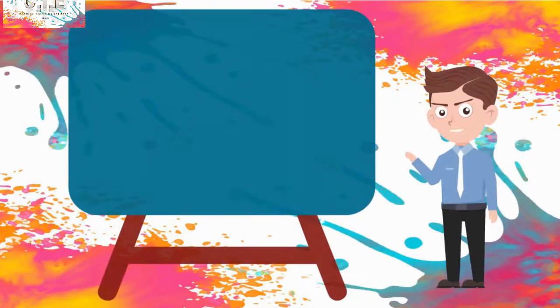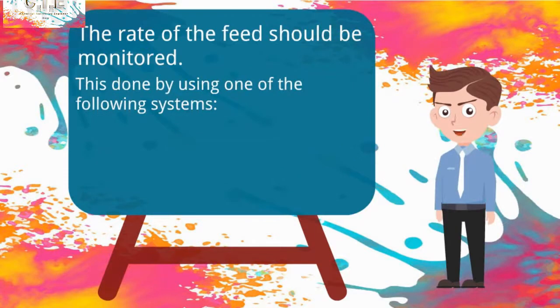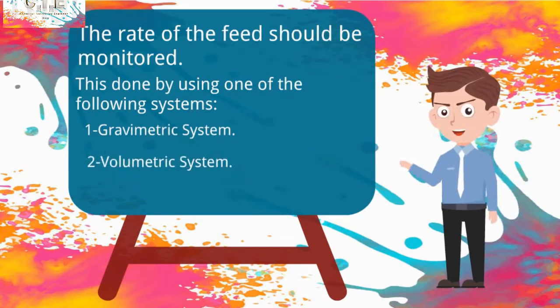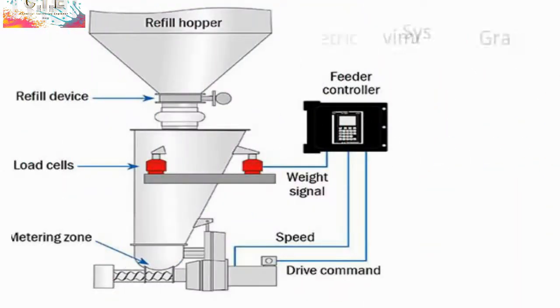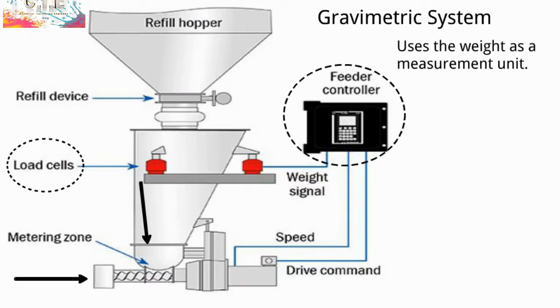After chemical compositions were monitored by the blending step, we should monitor the rate of the feed. For this reason, there are two basic systems used: gravimetric system and volumetric system. Gravimetric system uses the weight as a measurement unit, where the load cell measures the weight of the feed and then transports the feed over the belt in boxes. The rate is measured by using the weight of the feed and the speed of the belt.